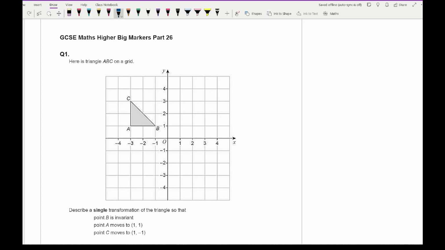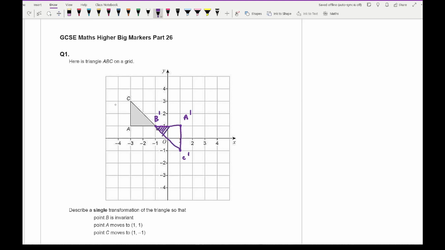So point B is invariant, which basically means that it doesn't move at all. So it's going to stay in the same point. So I'm just going to write B dash. A moves to (1, 1), so (1, 1) is here. I'm just going to call that A dash. And C moves to (1, -1), which is here. And I'm just going to call that C dash. And what you would then do is probably just join the points up just to make that new triangle just that little bit clearer.